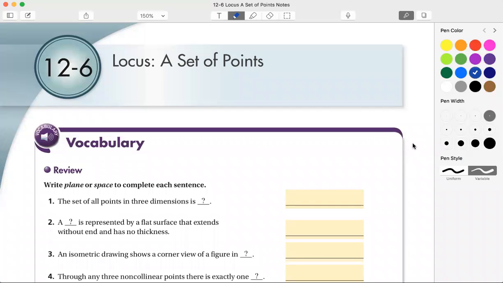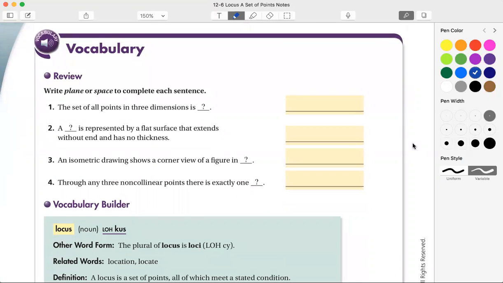All right, this is 12-6, the locus, which is a set of points. We're going to write planar space to complete each sentence. The set of all points in 3 dimensions is space. A plane is represented by a flat surface that extends without end and has no thickness. An isometric drawing shows a corner view of a figure in space.